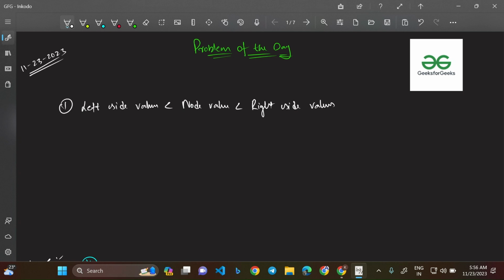Let us assume you're standing on a particular node. All the values to the left of this must be less, and all the values to the right side of this must be greater than your node. So this is one of the properties that you need to keep in your mind.